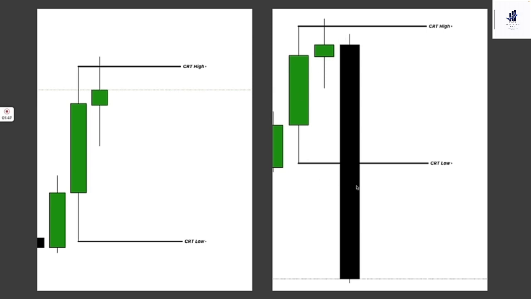So let's review this. The first candle drew the range, accumulation. Second candle wicked above the high, bearish. We wicked above, we did not close above. Turtle soup, manipulation. Third candle must be distribution. Distributing where? To the opposing end of the range.